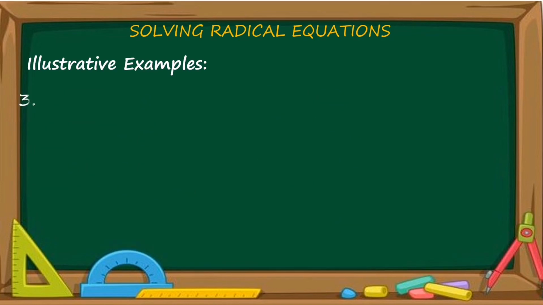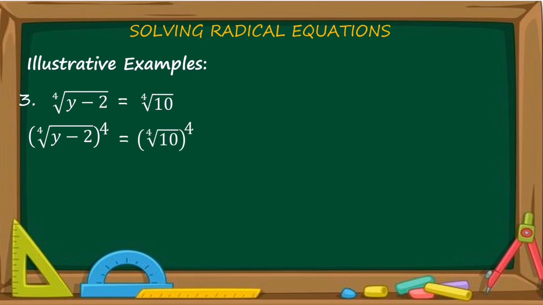Now let us answer number 3. The fourth root of y minus 2 is equal to the fourth root of 10. This is the same with number 1 and 2, wherein the radical expression with a variable is already placed on the left side of the equation. So let's proceed now to step number 2, which is raising both sides of the equation to an exponent equal to the index. Since our index is equal to 4, we need to raise both sides of the equation to 4. That is, the fourth root of y minus 2 raised to 4 is equal to the fourth root of 10 raised to 4.